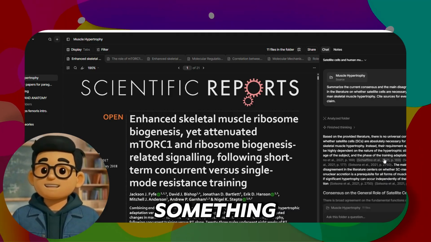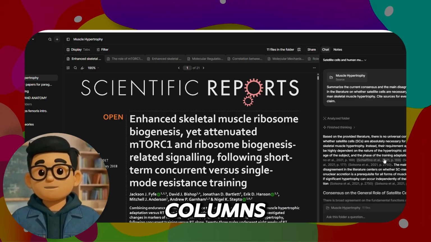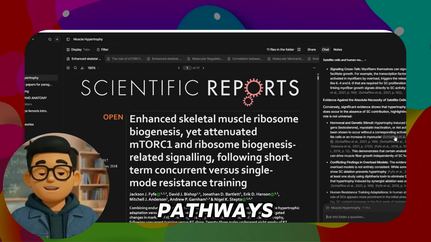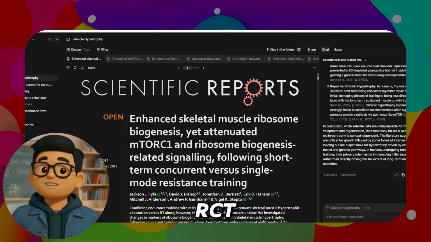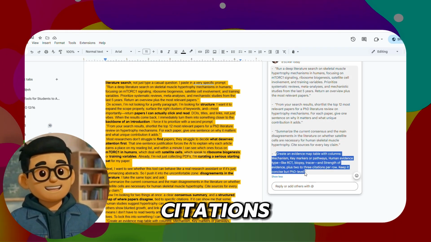To lock this into something I can reuse, I ask for an evidence map. Create an evidence map table with columns, mechanism, key markers or pathways, human evidence type, like RCT, biopsy, tracer, and strength of evidence, plus 2 to 3 citations per row.